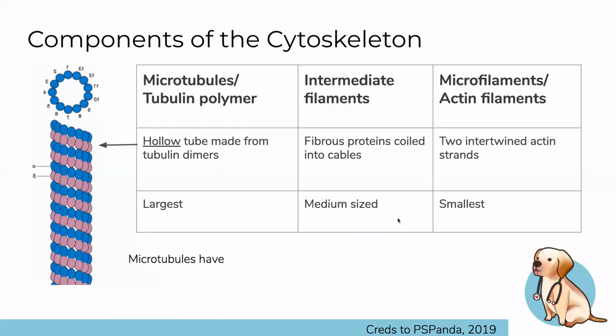Microtubules are hollow tubes made from tubulin dimers. Intermediate filaments are coiled into cables, and actin filaments are basically just strands. Actin does become quite important when you come to muscles and how muscles work. That will come later, but just keep the word actin in mind because it will come back.